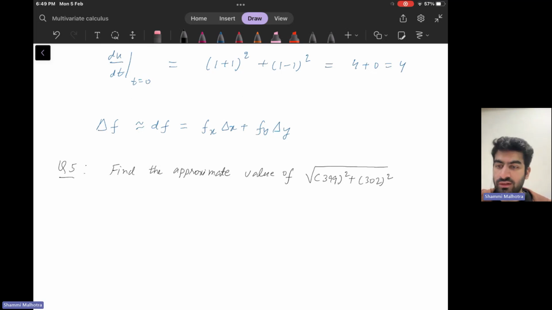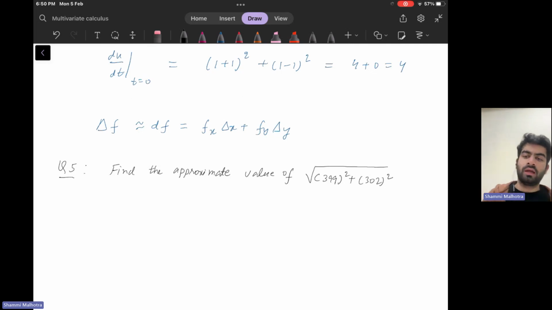But as I know, it is not easy to calculate the square of 399 and then the square of 302, and even if we calculate, it's very tough to calculate the square root of the whole expression we get. But we know one thing for sure: 399 is close to 400 and 302 is close to 300, and I know how to calculate the squares of those numbers, and that can be easily calculated.